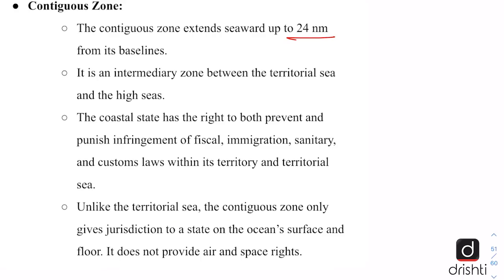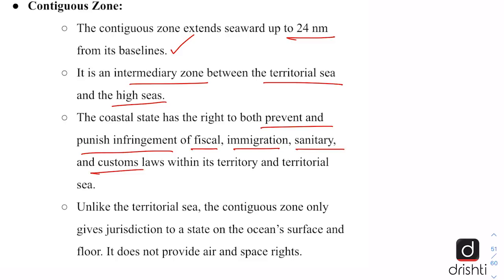Now we see the contiguous zone. It extends seaward up to 24 nautical miles from its baselines and it is an intermediary zone between the territorial sea and the high seas. And in this contiguous zone, the coastal state has the right to both prevent and punish infringement of fiscal, immigration, sanitary, and customs laws within its territory and territorial sea. So, in this contiguous zone, 4 kinds of laws can be applied by the coastal state, and these 4 laws deal with customs, immigration, sanitary, and fiscal measures.